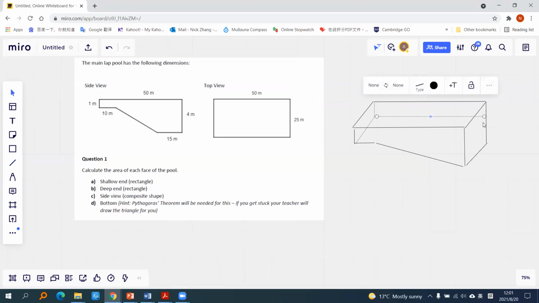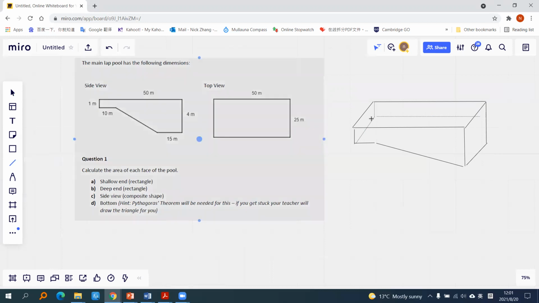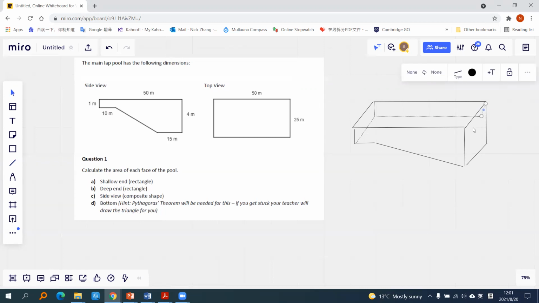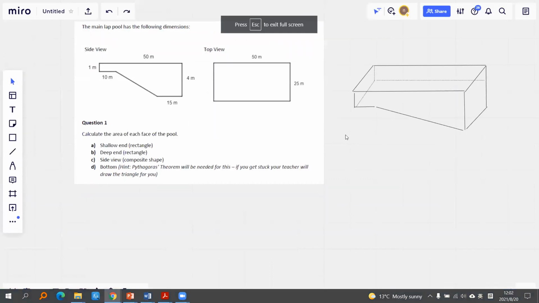Okay, that's a little bit too long, so I'll make this one a little bit smaller. I just add one more. Maybe I do not need this one. So that's the 3D model of the swimming pool. I make this one a little bit bigger. Do you think this makes sense, guys?